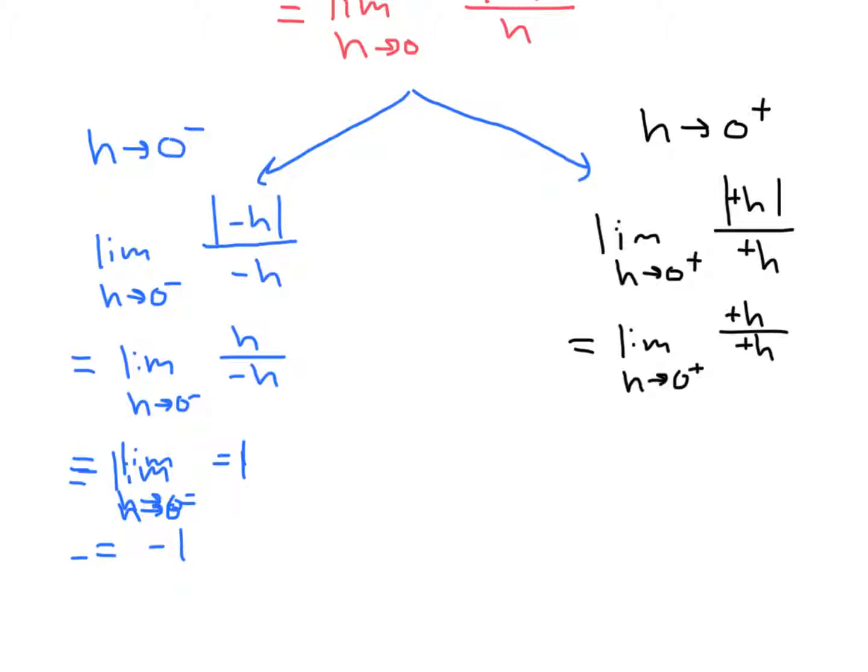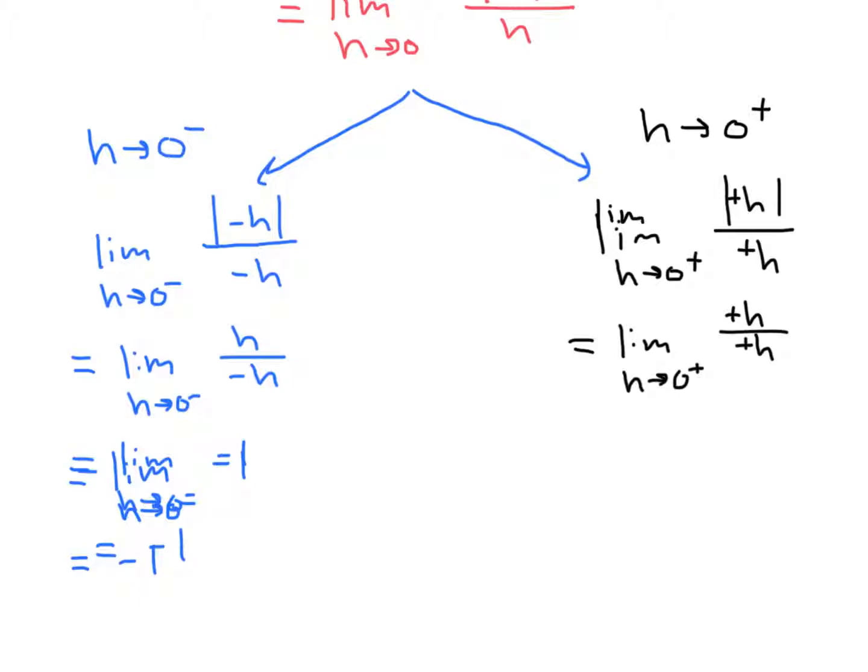To evaluate this limit, we simply replace all of our h's with 0. We don't have any h's. So this becomes a negative 1. So the slope approaching 0 from the left, approaching h from the left, is going to be negative 1. We'll show you graphically in a moment why that makes perfect sense. Let's check this out from the right.